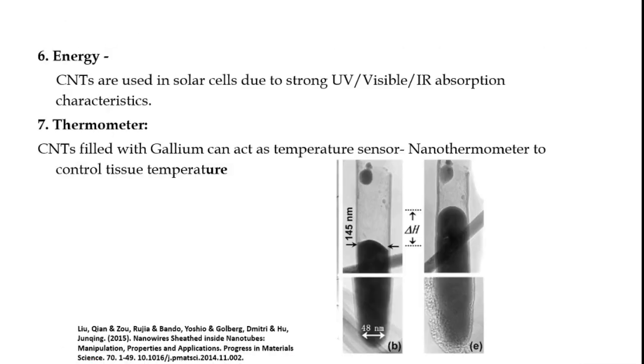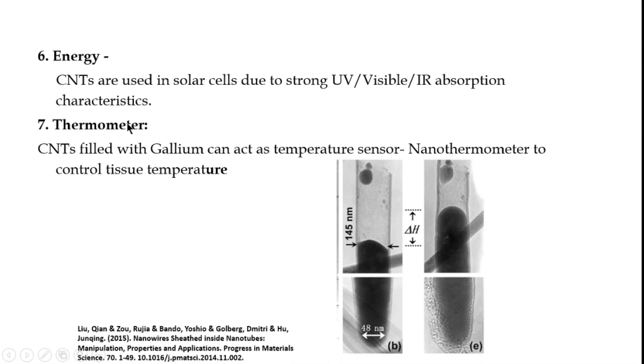Carbon nanotubes are used in solar cells because they have the property of strong absorption of UV, visible and IR radiations. Due to high absorption, the efficiency of the solar cell increases.